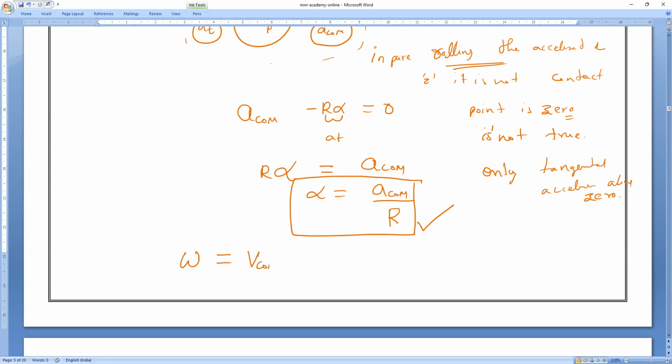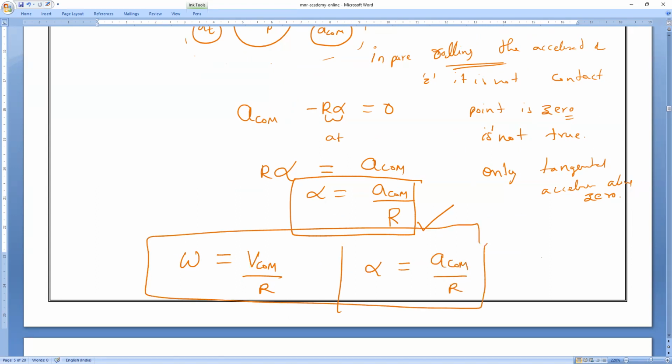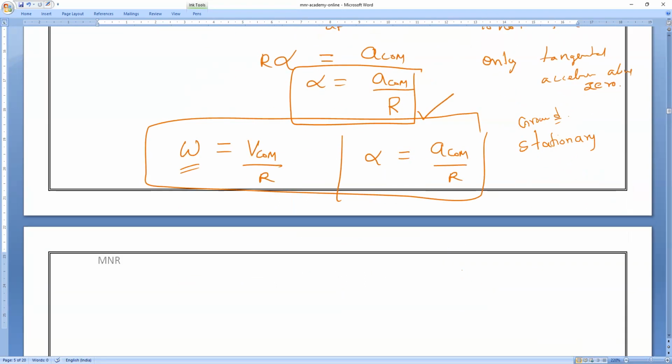Angular velocity is VCOM by R. Angular acceleration is ACOM by R. Both cases are for what? This is for the platform being in stationary or motion? The platform is stationary, so the ground is stationary. That is the meaning. When the angular velocity is VCOM by R, the angular acceleration is ACOM by R. So we all know that VC is equal to R omega and AC is equal to R alpha.